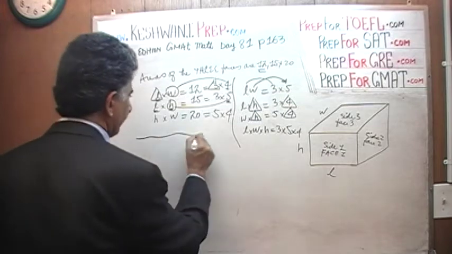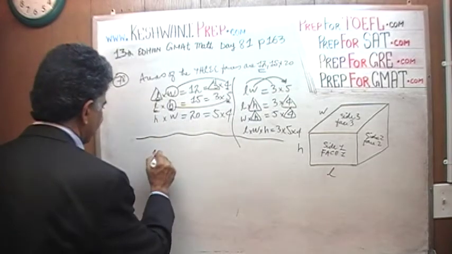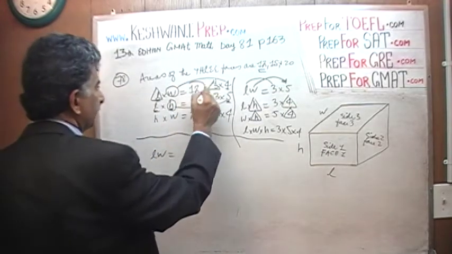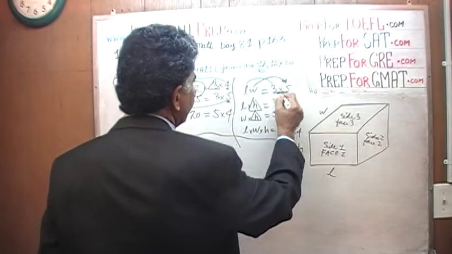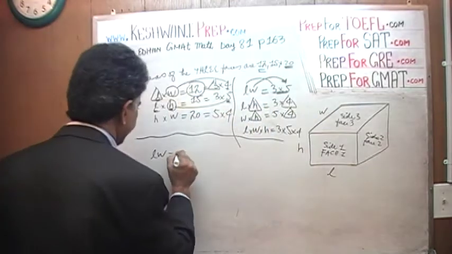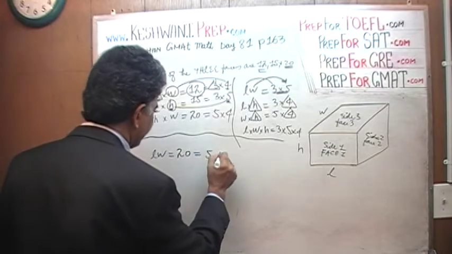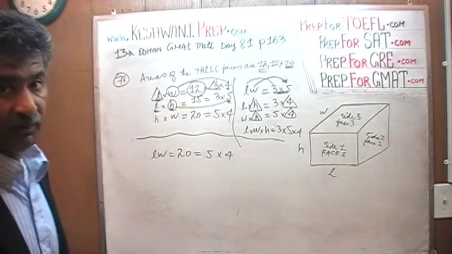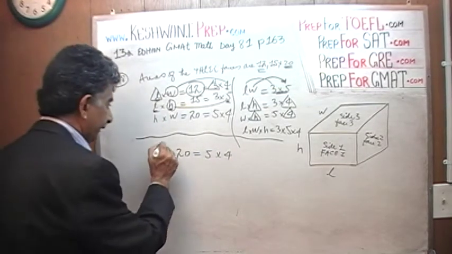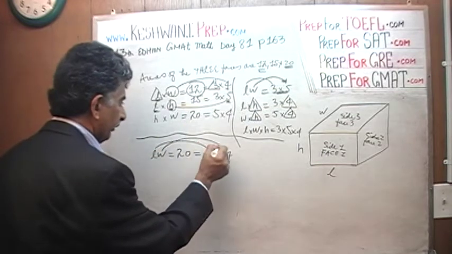Here's the third scenario. Length times width. First time we started out with 12. Then we started out with 15. Now let's start out with 20. So that's 5 times 4, or 4 times 5. It really doesn't matter. So length is 5 in this case. The width would have been 4.